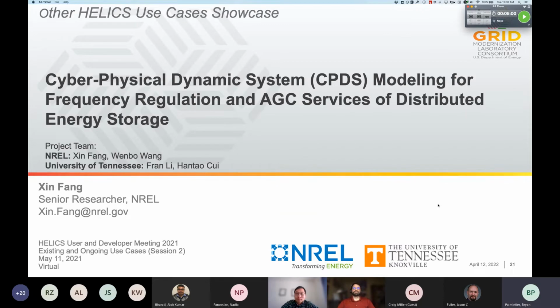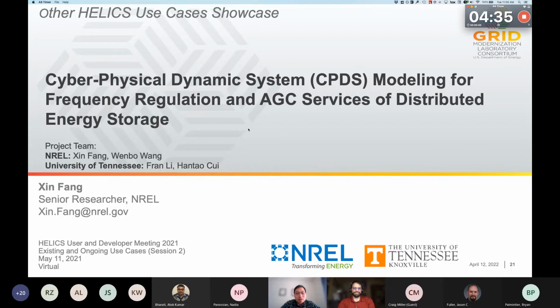Next up, we have Shin from INRO on the Cyber-Physical Dynamic Systems Modeling Project. Hi, Brian, can you hear me okay? Yes, thanks. Okay. So this cyber-physical dynamic system is also using HELIX. We want to use HELIX to build a transmission and distribution dynamic co-simulation model to study the potential communication delay or failure impact of these DERs providing AGC services.